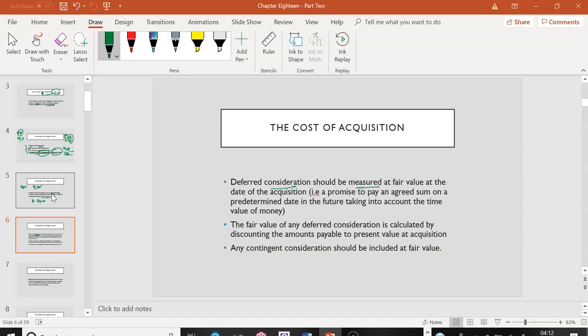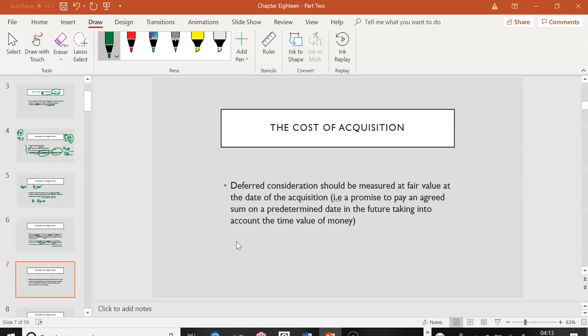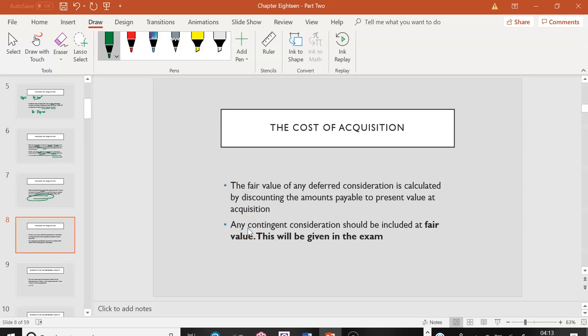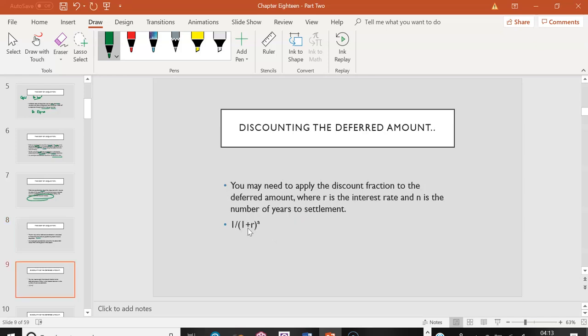Deferred consideration should be measured at fair value at the date of acquisition, if you like. And the fair value of any deferred consideration is calculated by discounting the amounts to present value. I'll go through an example in a second. And any contingent consideration should be measured at fair value, always measured at fair value, taking into consideration the time value of money. Again, the key point here is that we should be measuring it at fair value. And this is the formula, if you like, that you need.